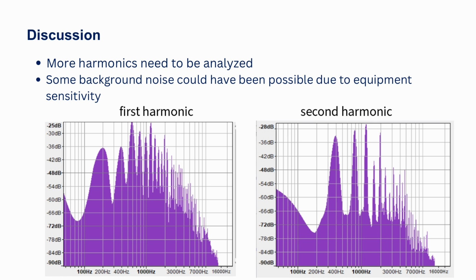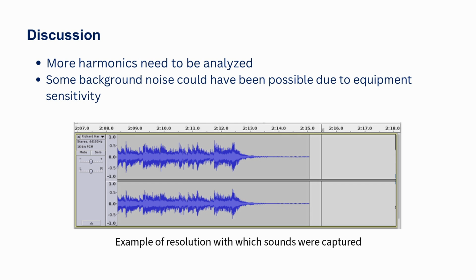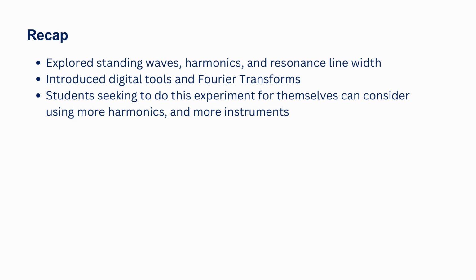This would provide enough data to demonstrate whether a trend exists, and may also provide insight into the lack of certain peaks in presumably even-number harmonics. Another factor to consider would be our software, which was very sensitive. While we tried to make our background as quiet as possible, there may have been other noises that interfered with our data. So, let's quickly recap. Some key takeaways include understanding standing waves, harmonics, and resonance line width, as well as applying Fourier transforms in analyzing sound patterns. Students seeking to do this experiment can consider additional harmonics and instruments.